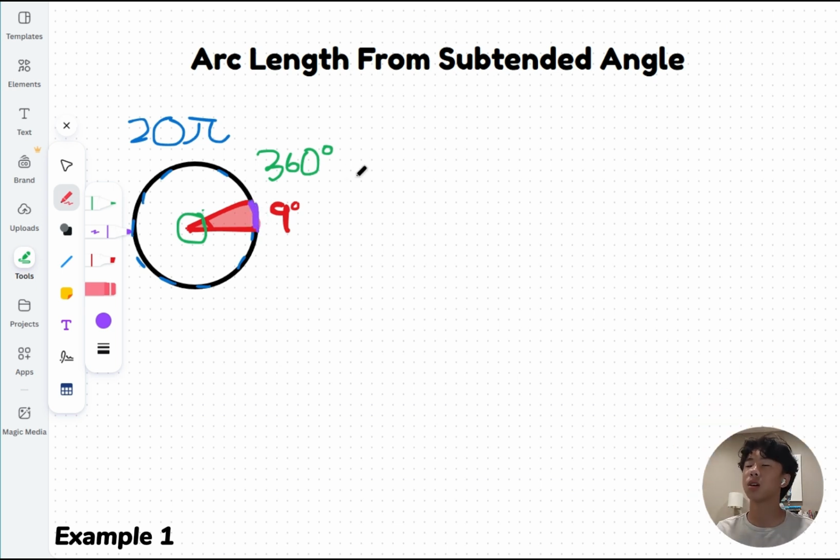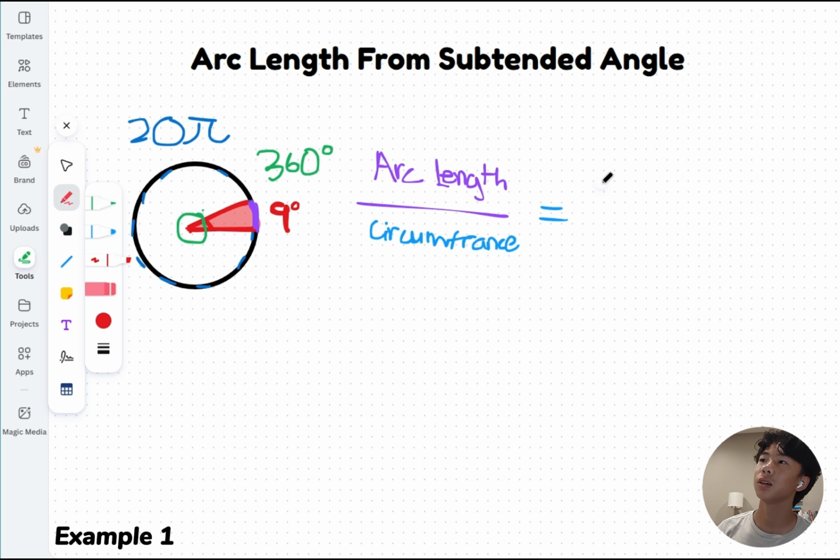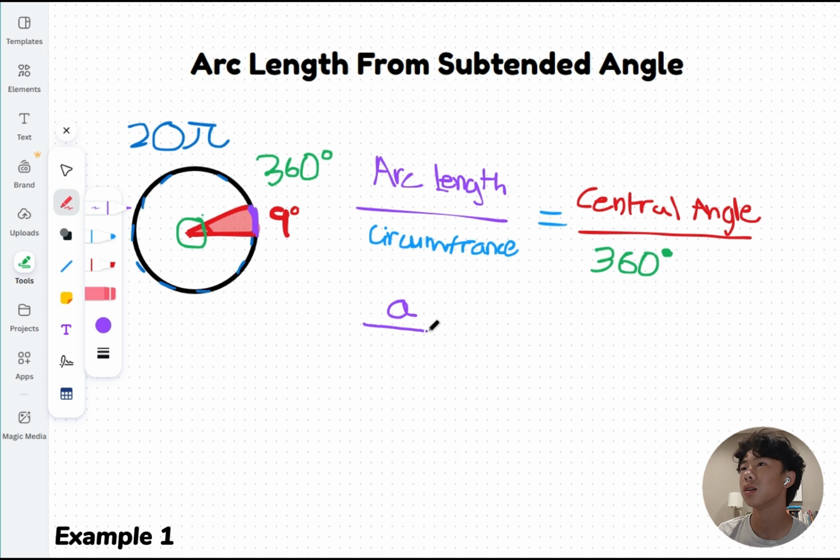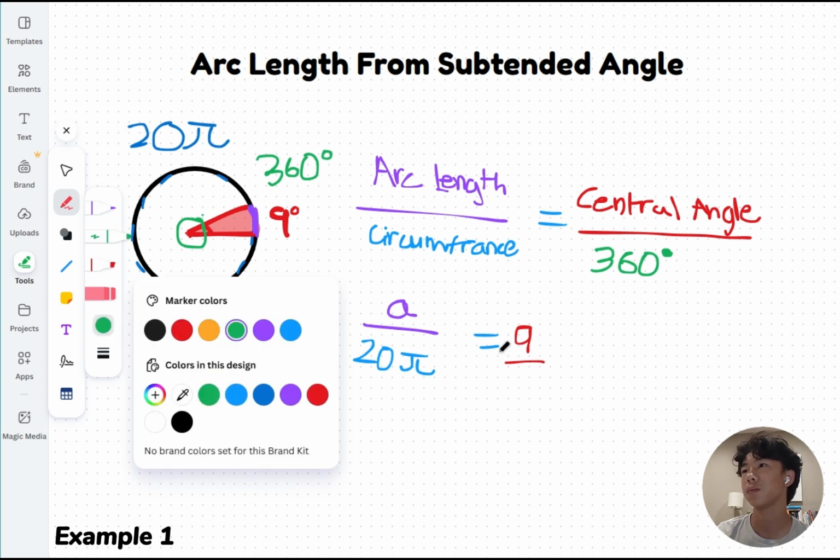Since we know the circumference is 20 pi and we're trying to find the arc length, which I drew in purple, we can write an equation. The arc length divided by circumference equals 9, or the central angle, divided by 360. So now we'll just plug in our values. Arc length will be simplified to a, and then circumference of 20 pi, which equals the central angle, which is 9, divided by 360.